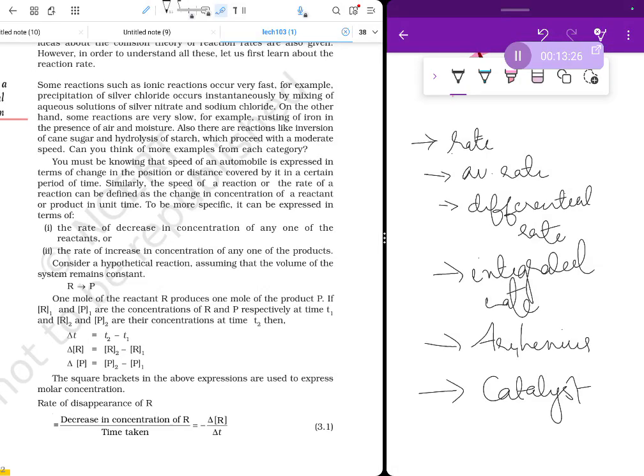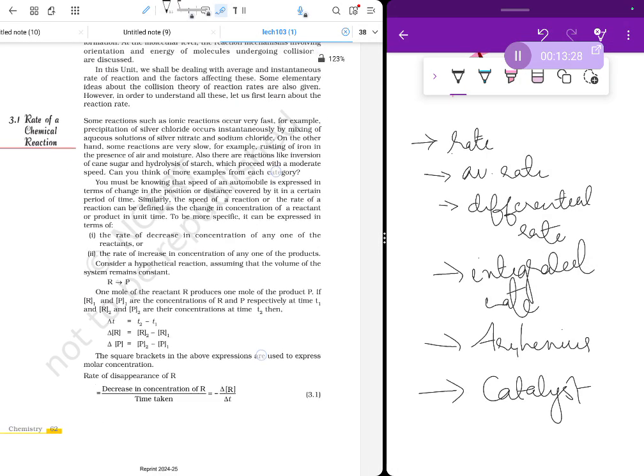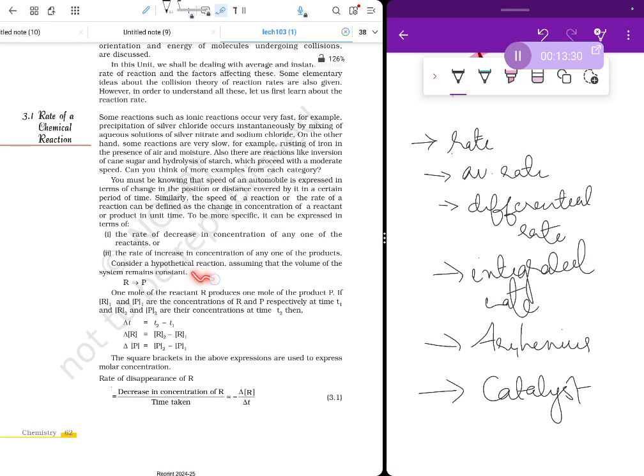Okay, consider a hypothetical reaction, assuming that the volume of the system remains constant. Why is the volume remaining constant? Because the reaction is happening in a container, the volume has to remain constant. Then only we can take the number of moles directly, because concentration is equal to n by V. If the volume is constant, concentration is directly proportional to the number of moles.